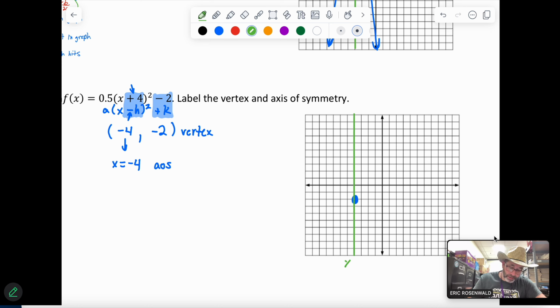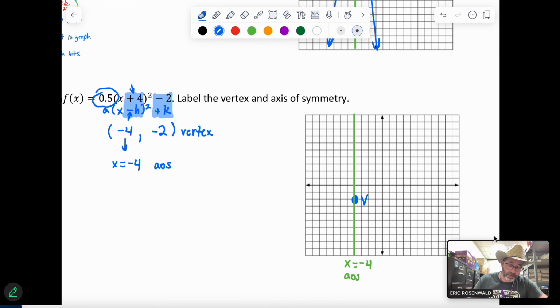Okay, so we have x is equal to -4 as my axis of symmetry. We have my vertex right here, which is at (-4, -2). From here, let's go ahead and plot our point. So again, looking at this, we know that we have a vertical shrink by 1/2.